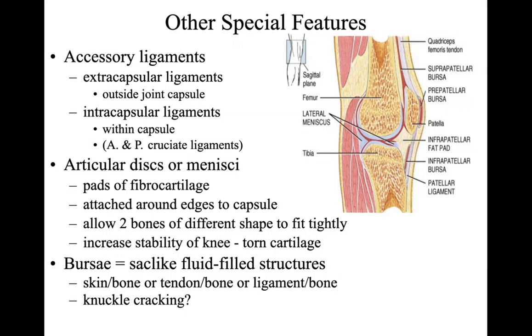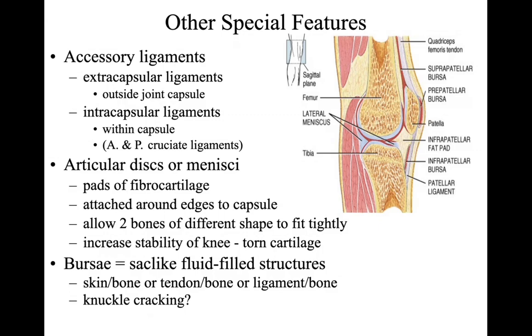Articular discs or meniscus, or the menisci, are pads of fibrocartilage. They'll be attached around the edges to the capsule, and it allows two bones that have different shapes to fit together tightly. So it will increase the stability of the knee and allow for smoother movement. If somebody has a torn meniscus, their movement is not going to be smooth. One of the classic things that you'll see with that is it will lock up while it's in motion.